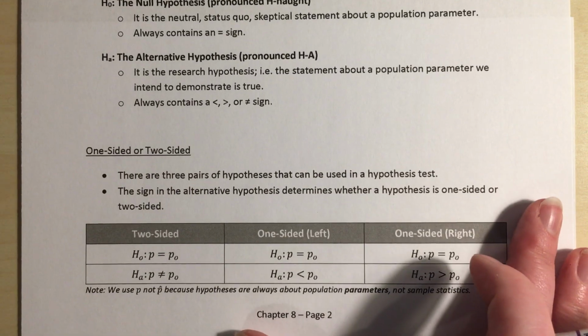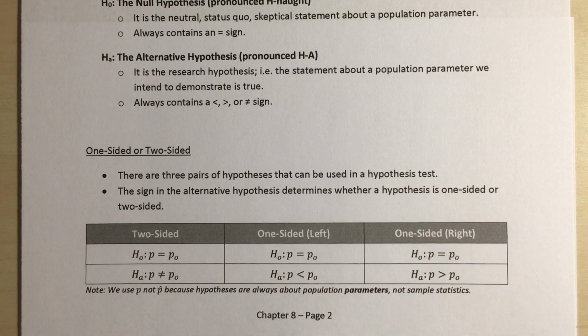So our null hypothesis has an equal sign, our alternative hypothesis has a different sort of inequality sign. Right, so when we're looking at our pairs of hypotheses, we could have a one-sided or a two-sided hypothesis test. So there's basically 3 different pairs of hypotheses that can be used. All right, so our two-sided test, our null hypothesis is p equals p naught. Again, we use p naught and p because we're thinking about population parameters, not sample statistics. And if we look at this, our null hypothesis is actually the same in all of these cases. What makes this particular one a two-sided hypothesis test is the not equal to sign.